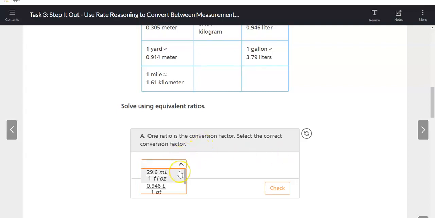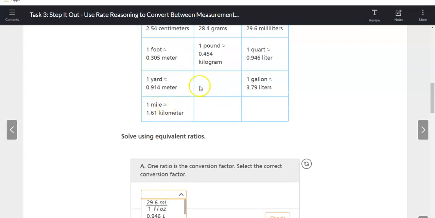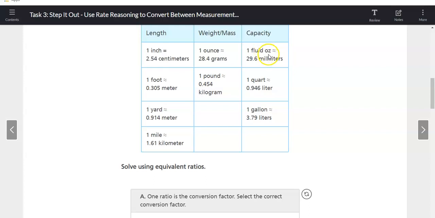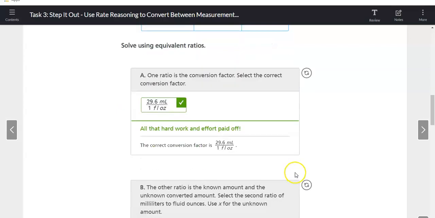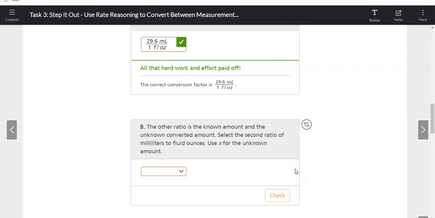So we're looking at milliliters and fluid ounces. If I look at my chart, 1 fluid ounce equals 29.6 milliliters. So 29.6 milliliters over 1 fluid ounce. The other ratio is the known amount and the unknown converted amount. Select the second ratio of milliliters to fluid ounces.